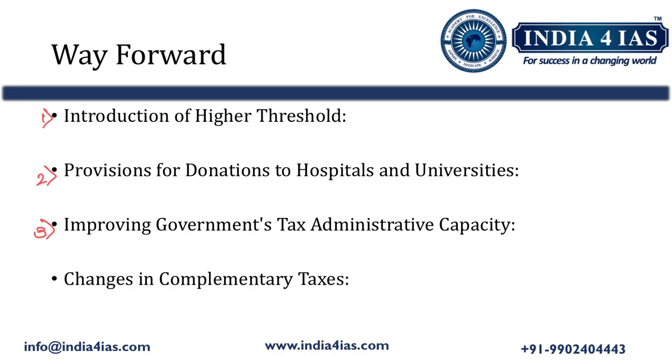Then the fourth recommendation is changes in complementary taxes like wealth tax and gift tax. It means the government should modify complementary taxes like wealth tax and gift tax to prevent evasion of inheritance tax by wealthy people. This addresses the creation of family trusts like the Hindu Undivided Family for tax avoidance purposes.